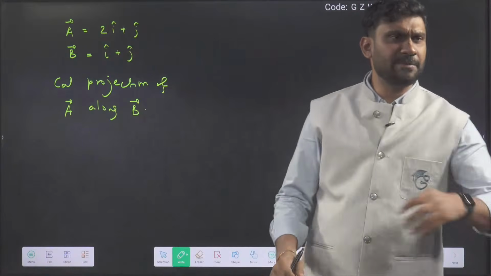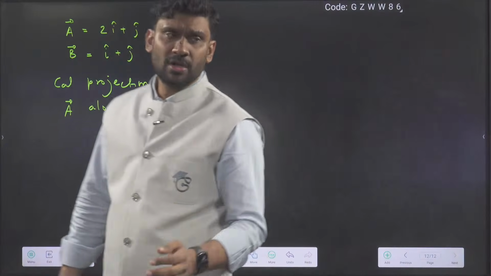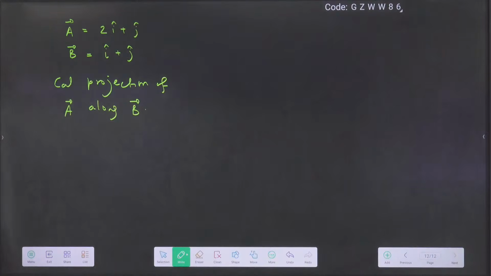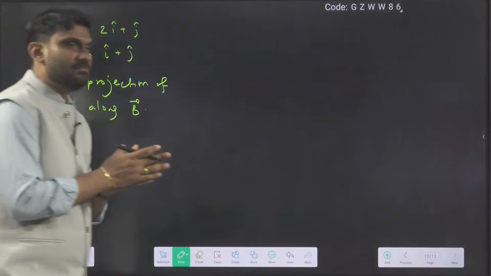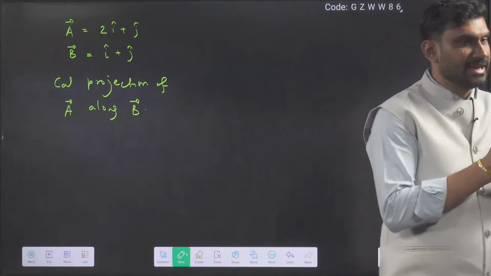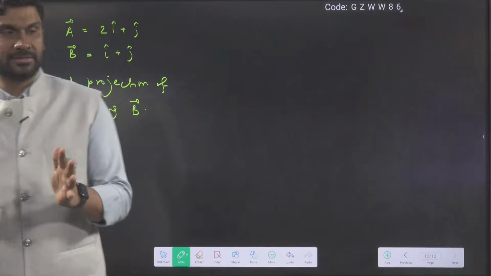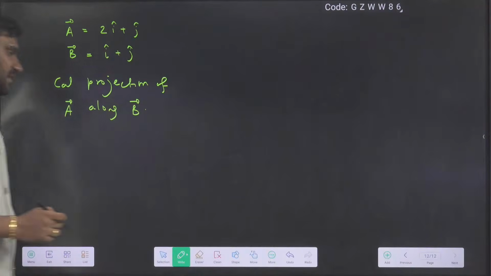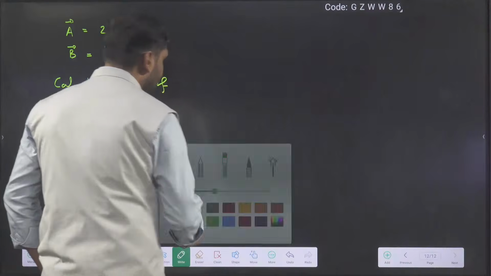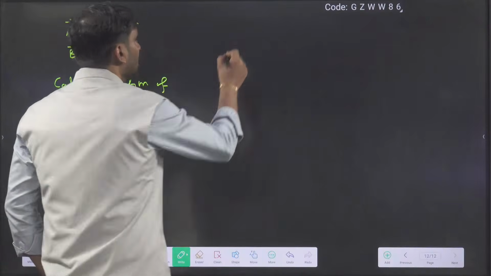This is an exam related question. बहुत important question है. Keeps on coming in NEET and JEE Main like exams. A vector is equal to 2i cap plus j cap. B vector is equal to i cap plus j cap. We have to find out projection of A vector along B vector. All my dear friends, first write the formula. What is the formula? लिखो.